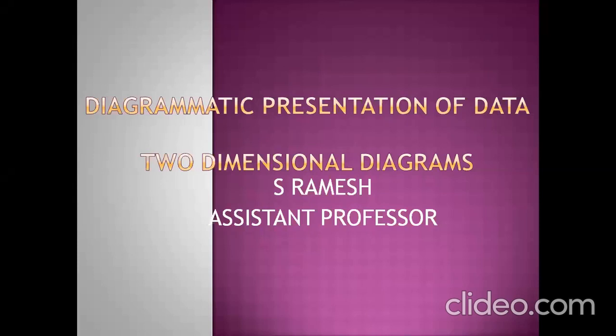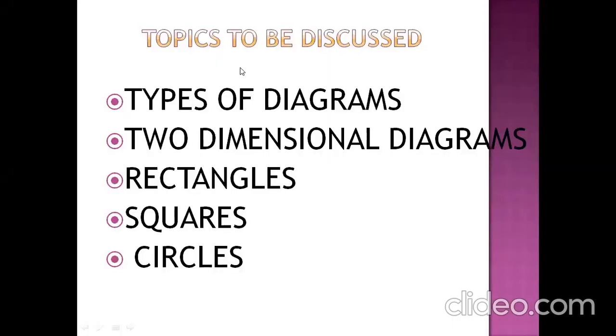We have completed one-dimensional diagrams: line diagram, bar diagram, pie diagram. Today, we will have a look at two-dimensional diagrams. So the topics that are going to be discussed in today's module are types of diagrams and two-dimensional diagrams. In two-dimensional diagrams, we will see rectangles, squares, and circles.